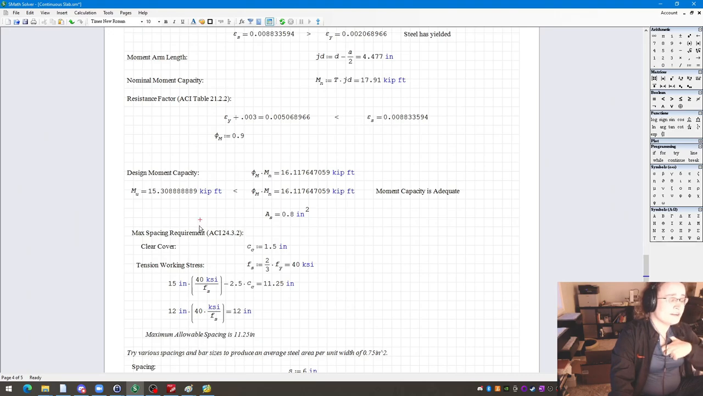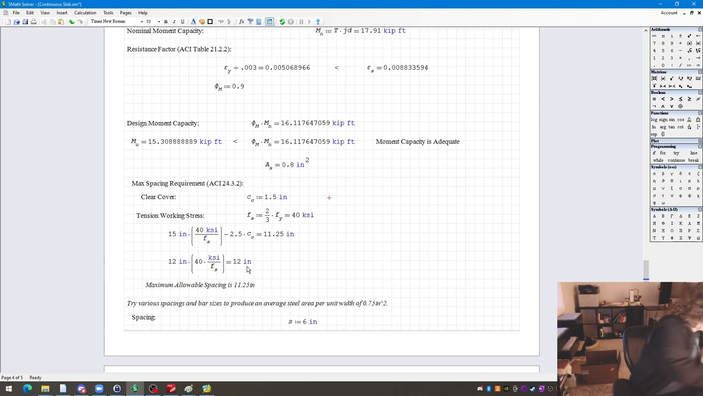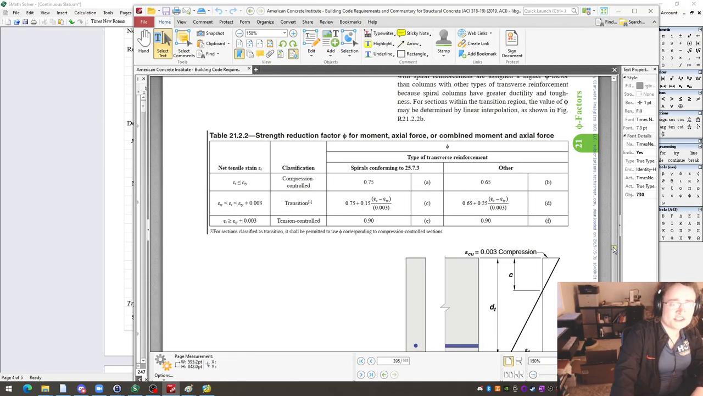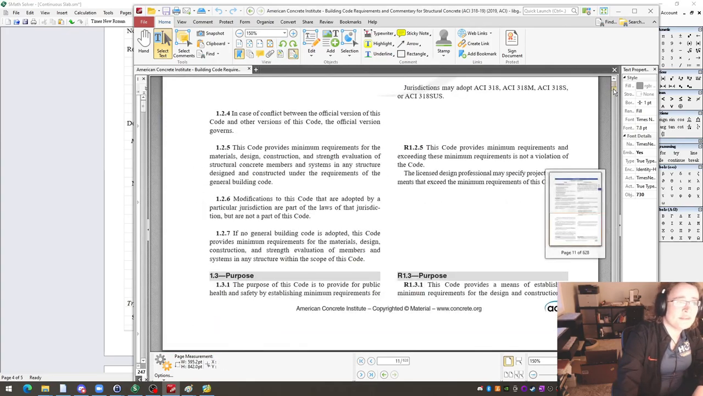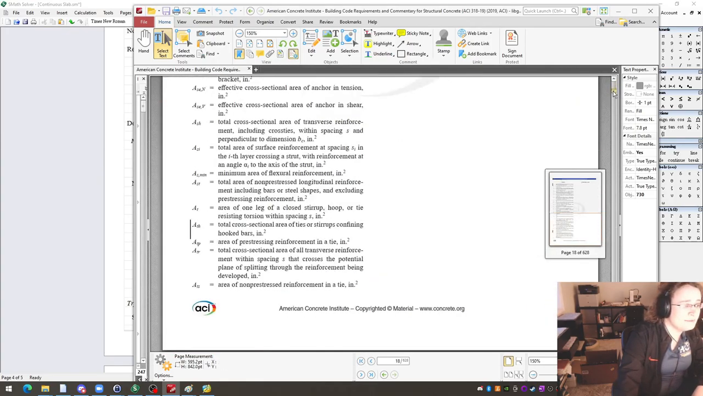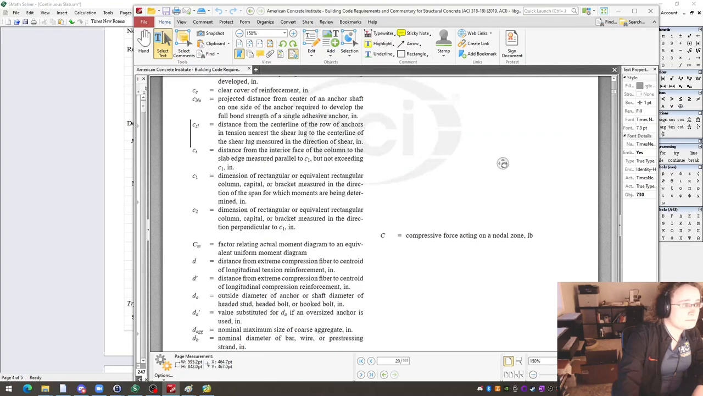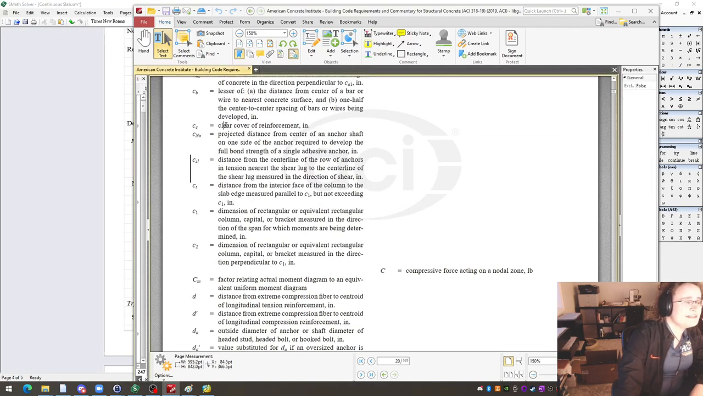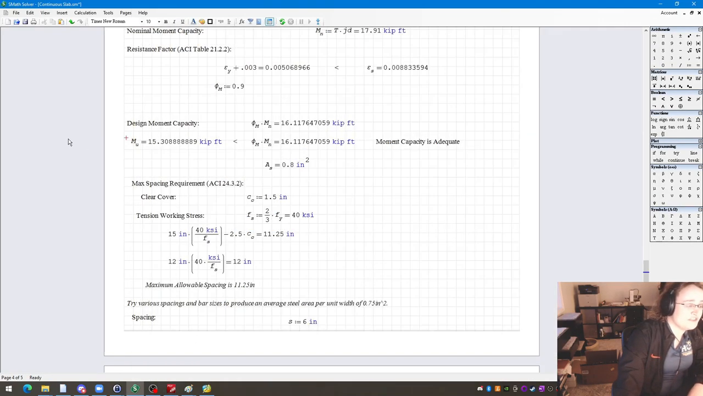Now, for the clear cover, we have different ways of figuring this out, but the minimum clear cover is going to be 1.5 inches here. So we can use that value. This is based on, if we look at c sub c, I would like to go to the section in the code where all the variables are defined. And this is clear cover of reinforcement in inches.